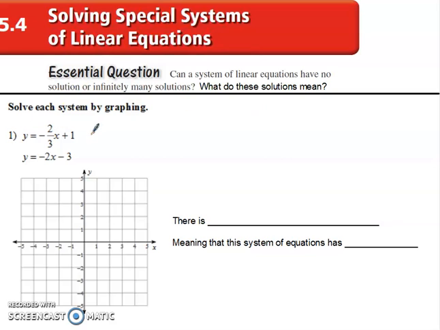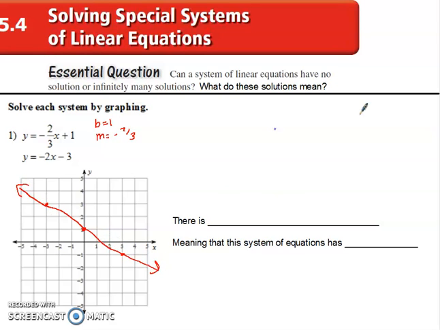So to solve by graphing, this is already in y equals mx plus b form. So b is equal to 1, and my slope m is negative 2/3. If b is 1, I start here at 1. Negative 2/3 means I go down 2 and right 3, or I can make the 3 negative and go up 2 and left 3. So my line is going to look something like this.